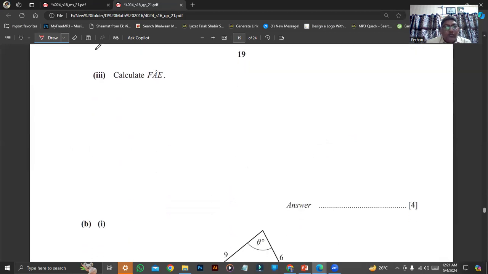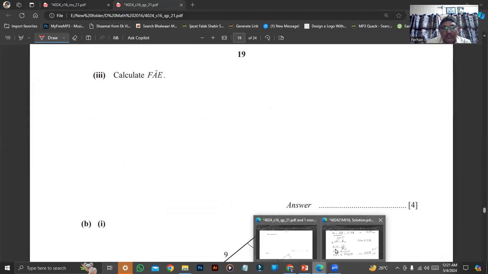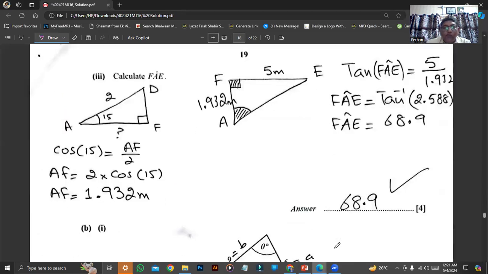Okay. So very simple strategy. Let me show you. This is a two-step strategy. First of all, I have taken the triangle ADF. The AD value was 2. The angle at A is 15. I will find out the value of AF. So I'm going to apply cos 15 equals the base by the hypotenuse, that is AF divided by 2. So AF will be equal to 2 multiplied by cos 15, and that will be 1.932.